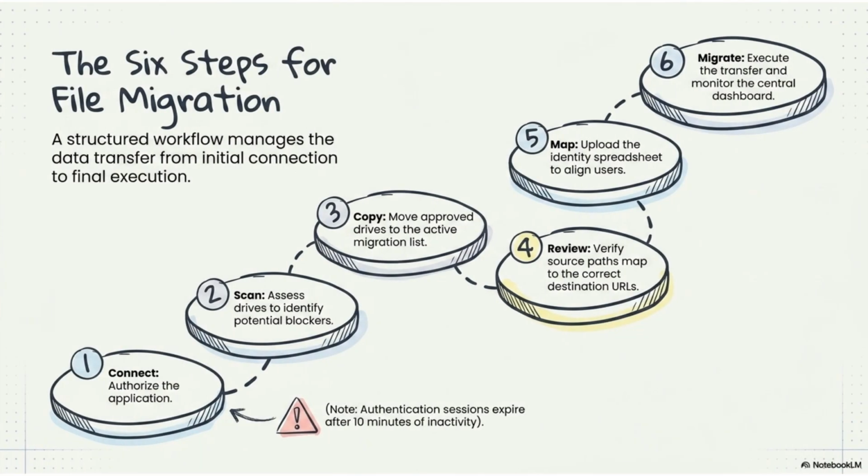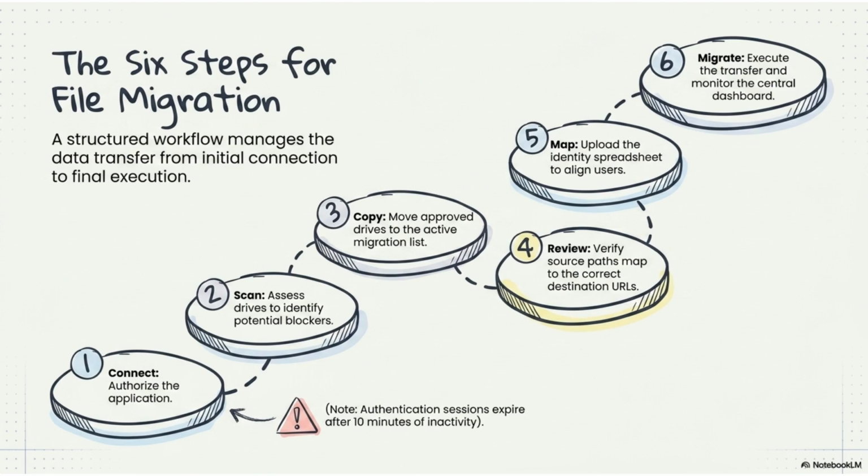Google Drive migration follows a clear, 6-step workflow. Step 1. Connect. Authorize the Microsoft 365 migration app in the Google Workspace Marketplace. One important note. That authentication session will expire after just 10 minutes of inactivity, so don't walk away. Step 2. Scan. The system assesses your drives to identify potential blockers like oversized files or unsupported characters. Step 3. Copy. Move any drives with a ready-to-migrate status onto the active migration list.